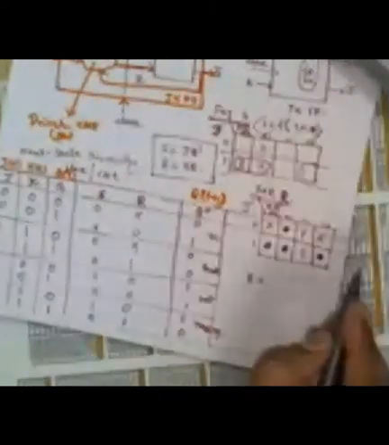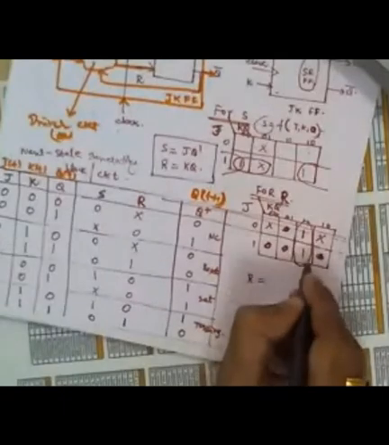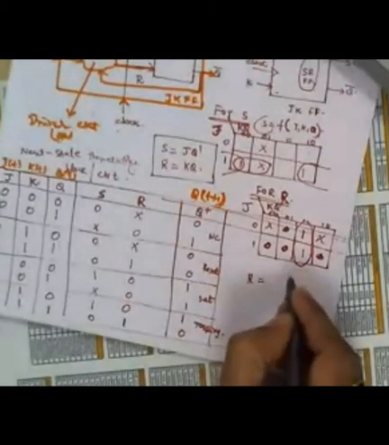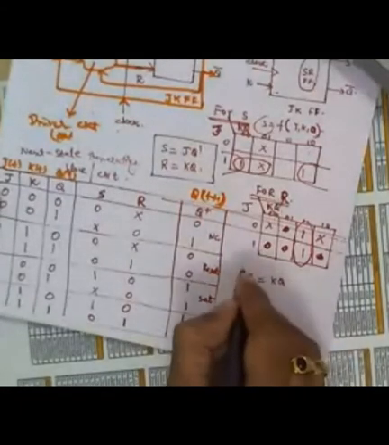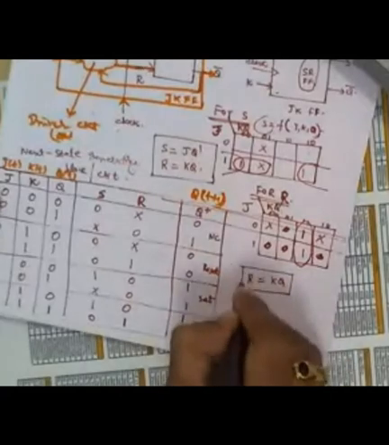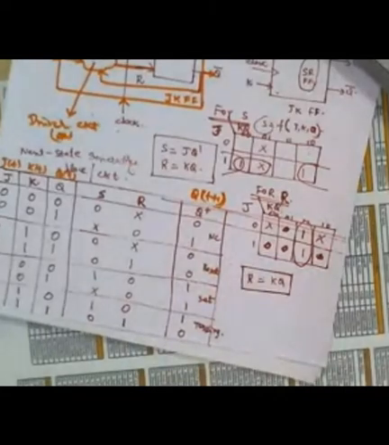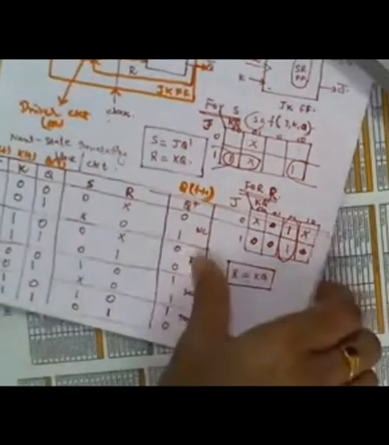How will you group them? This 2, 1, this 2, 1. So therefore, R equals K into Q. So now we found the combinational circuit. If I draw the circuit for these combinational circuits, automatically the SR will function as the JK flip-flop. So next we proceed to drawing the circuit.